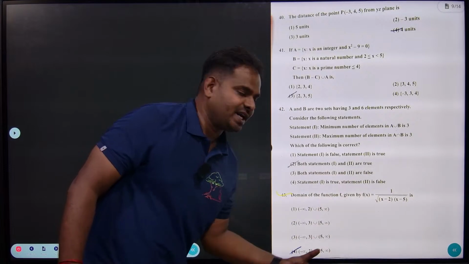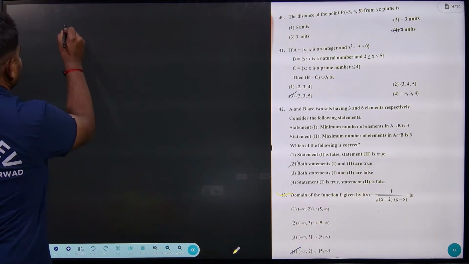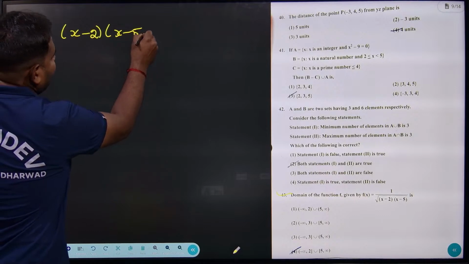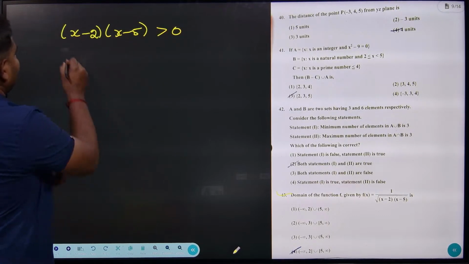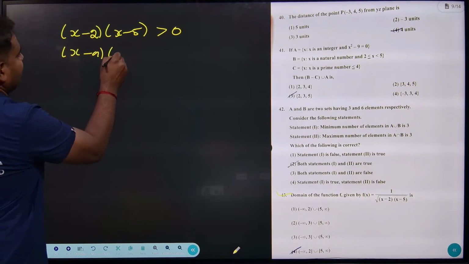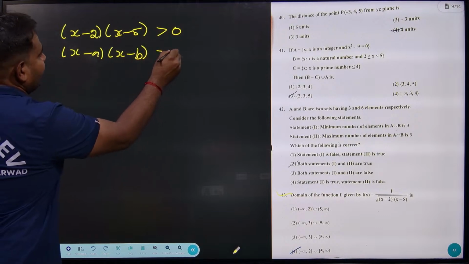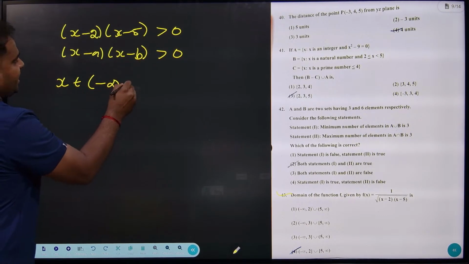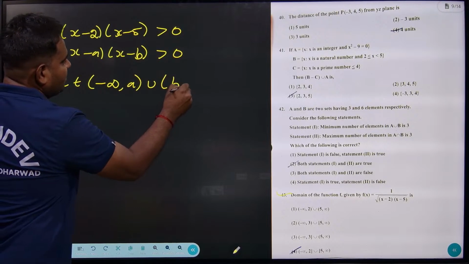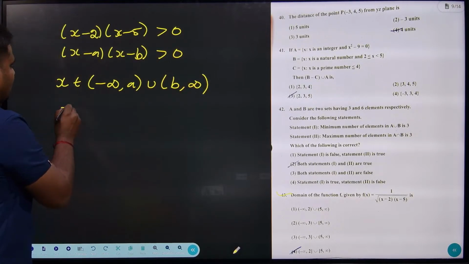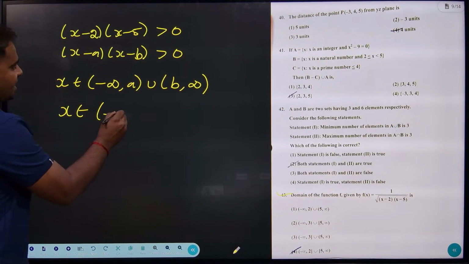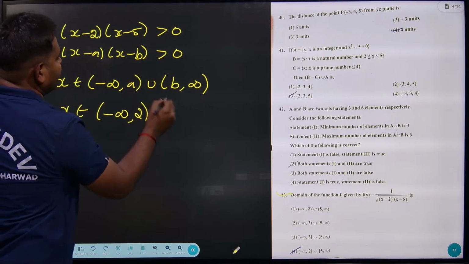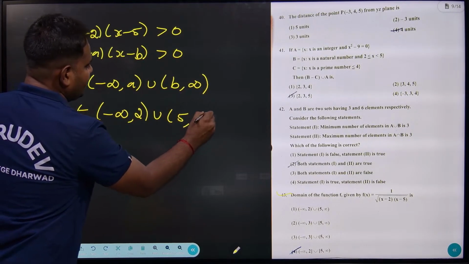it is not defined. Hence x minus 2, x minus 5 must be greater than 0. If (x minus a)(x minus b) is greater than 0, then x belongs to minus infinity comma a union b comma infinity. Now x belongs to minus infinity comma a, which is nothing but 2 here, union b comma infinity, the value of b is 5, comma infinity.